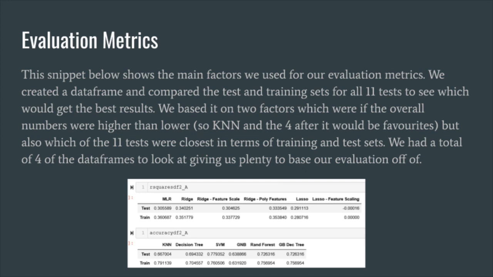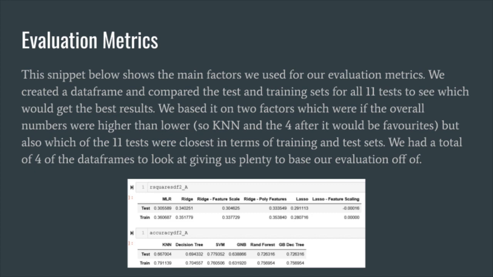For our evaluation metrics, we used two different factors to decide. The first one was, did they have a high or low level of accuracy? We used a dummy predictive model to decide this, which you will see in a bit. Overall, the best ones with the highest levels of accuracy were KNN, decision tree, SVC, GBM, random forest, or GB decision tree, as they all had above-average accuracy compared to the dummy predictive model.